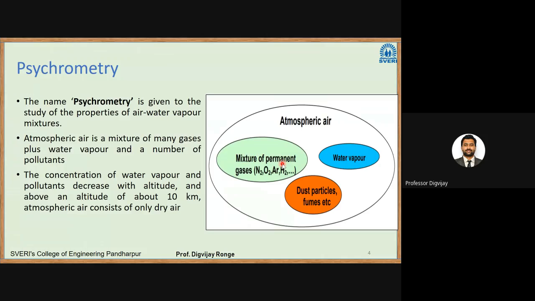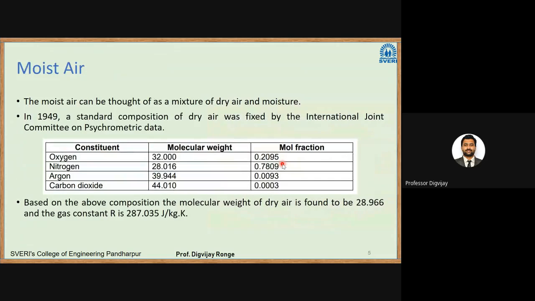Right. So we have just seen psychrometry. It is a science or a subject which deals with the properties of moist air. Air contains gases as well as water vapor and dust particles. So what is moist air? Moist air here can be thought of as a mixture of dry air and moisture. We are not discussing the dust particles or the soot particles. We are discussing only dry air, that is a gas, and moisture, that means water vapor. So moist air can be thought of as a mixture of dry air and moisture.